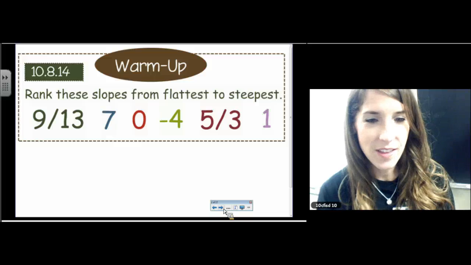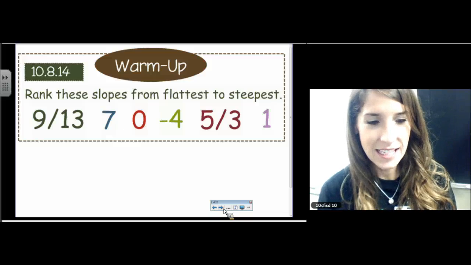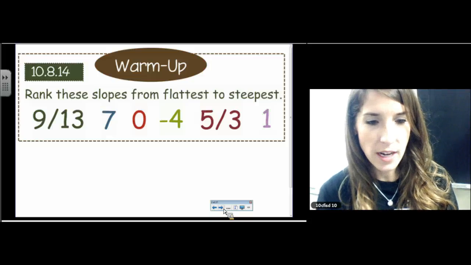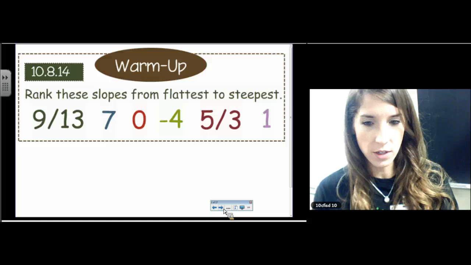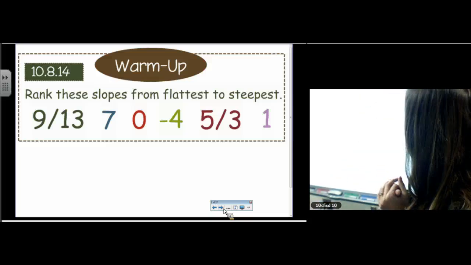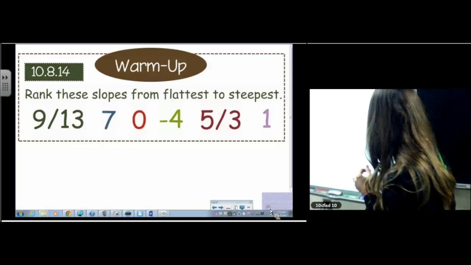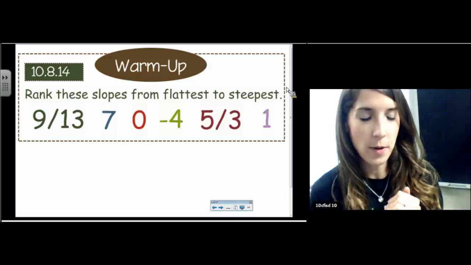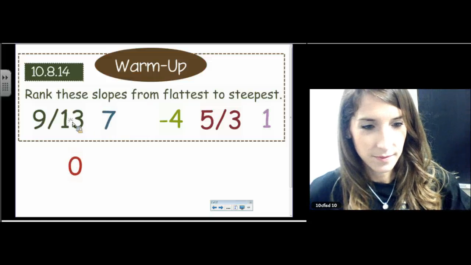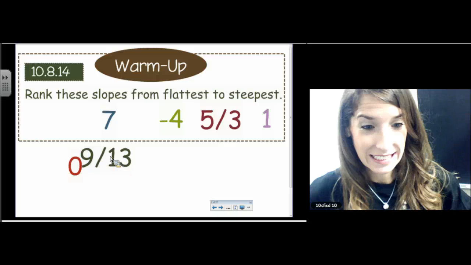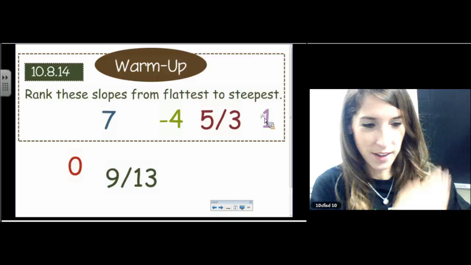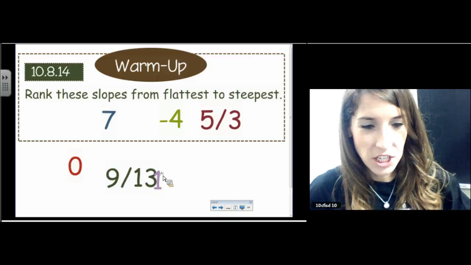So go ahead and rank the slopes from flattest to steepest. Would anyone like to request screen control, and you can actually grab those numbers and put them in the correct order? Okay, I accepted the first person who requested. You're going to have to leave some room. You're going to have to scoot those over. Rishi's doing it, by the way.